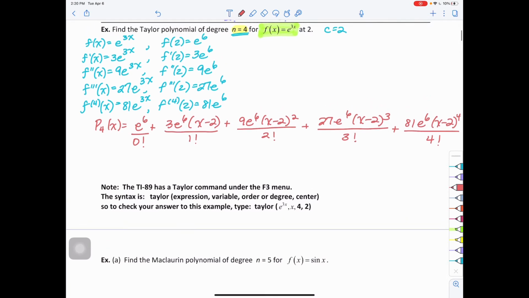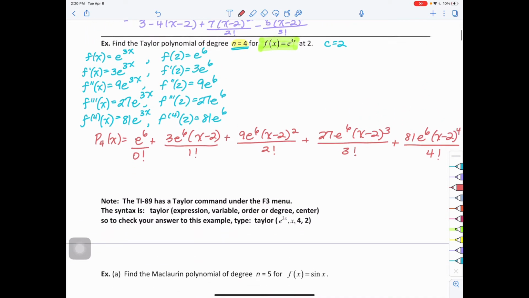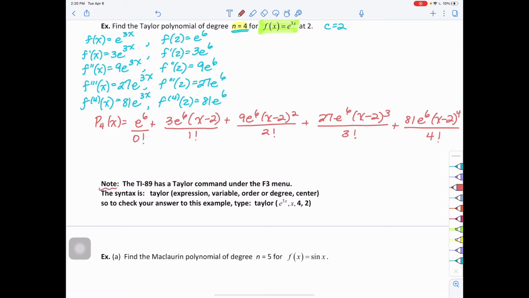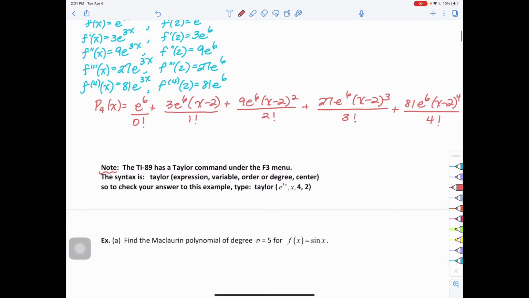And usually we don't simplify those. We usually just leave that there. If you are using a TI-89, there's some notes for you.